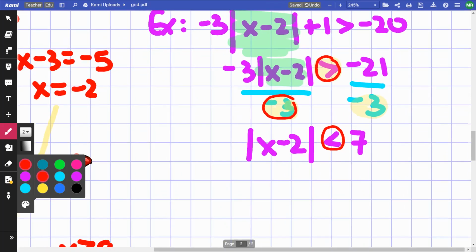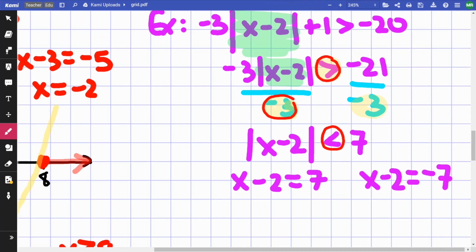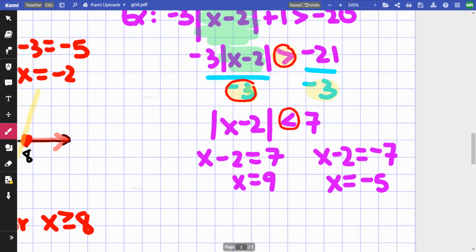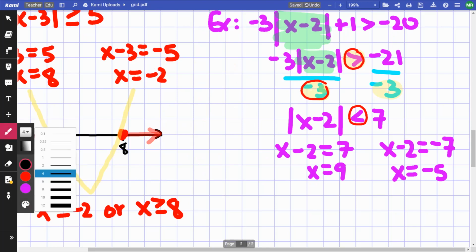So now I'm going to work this out. I'm going to ask myself, what makes x minus 2 equal 7? What makes x minus 2 equal a negative 7? Well, if I add 2 to both sides here, I get a 9. If I add 2 over here, I get a negative 5. These are going to be my boundary points, so I'm going to put these on my number line.